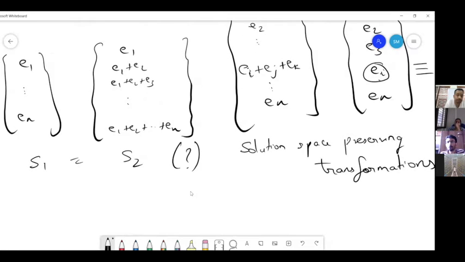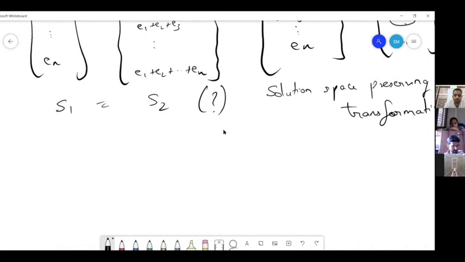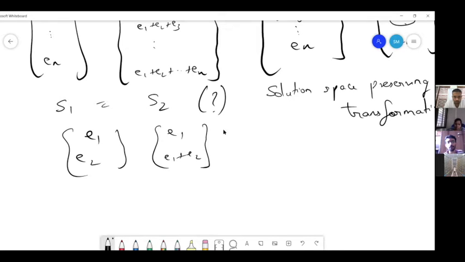Before going into this, let us discuss a little bit of notation here, which will be very useful. Suppose we have just E1 and E2, and E1 and E1 plus E2. Here we saw the equivalence, right? So how did you see the equivalence for this?